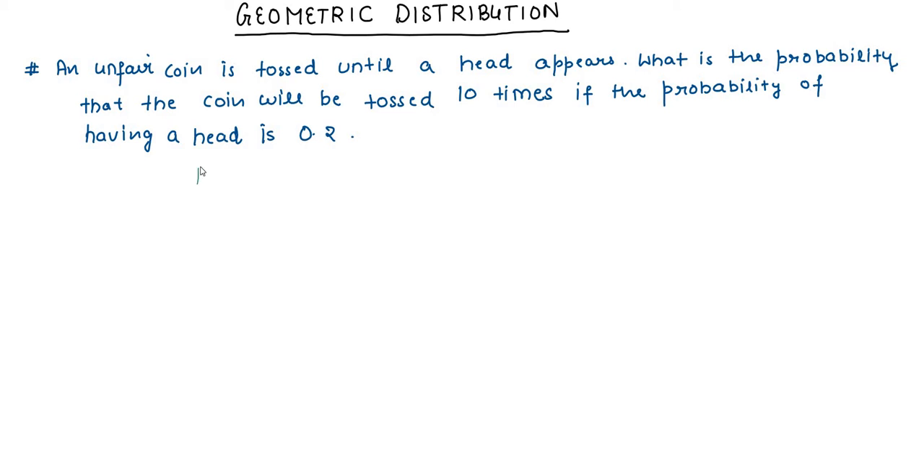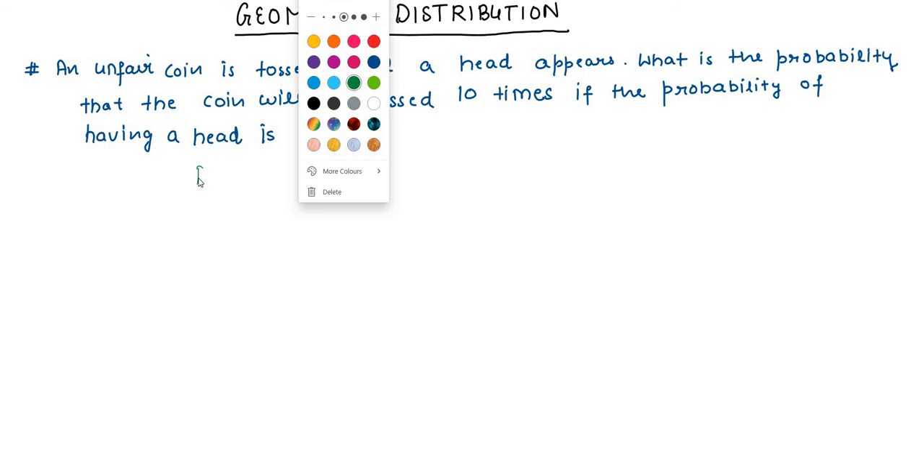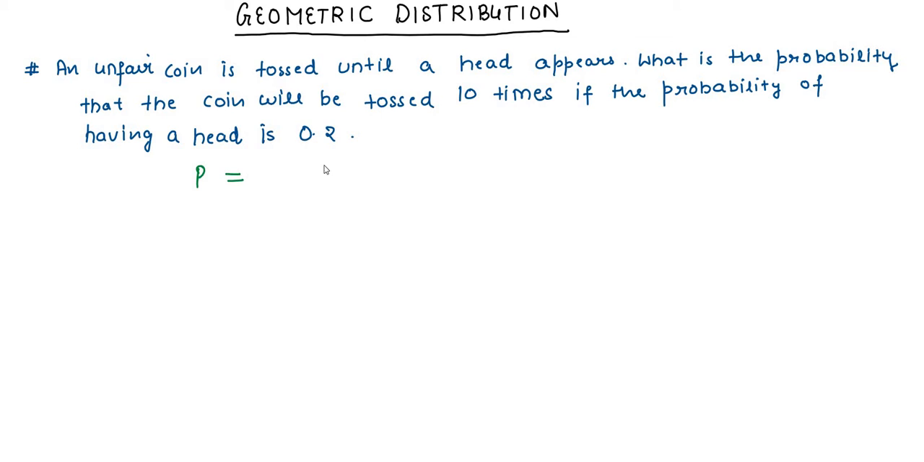So the probability is simply given as follows. In the first 9 tosses, what we want is a tail to appear. The probability of having a tail is 0.8. How many times do we want it? We want it 9 times, and at the 10th time we want a head to appear. The probability of having a head is 0.2. So this is our probability, and this gives the formula for our geometric distribution.